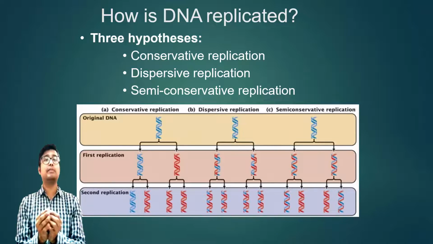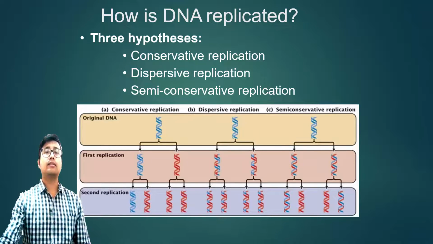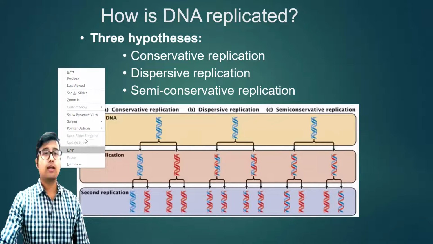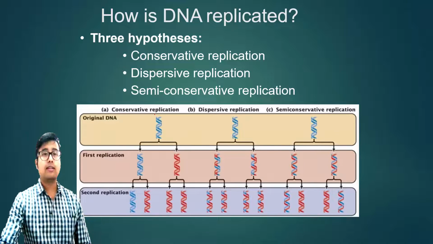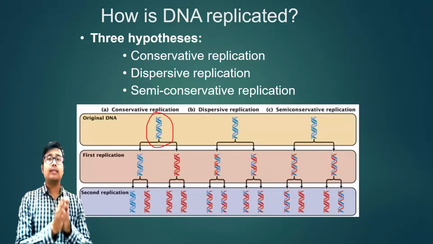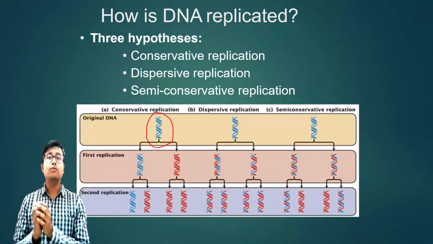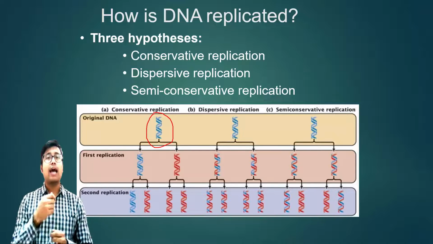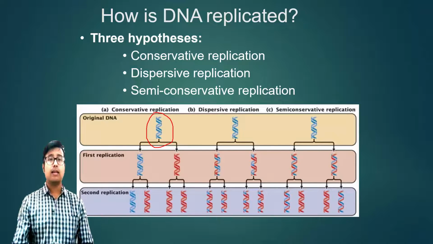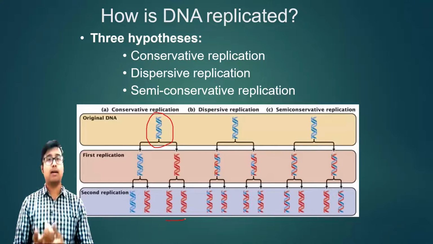So as we can see in pictorial form, if we consider conservative replication, okay, I'll turn on the pointer, considering this as a parent strand, right? The parent strand being blue in color, the daughter strand will be a completely new strand that is red in color. And as the generation progresses, the further daughter strands will be synthesized in a new manner.